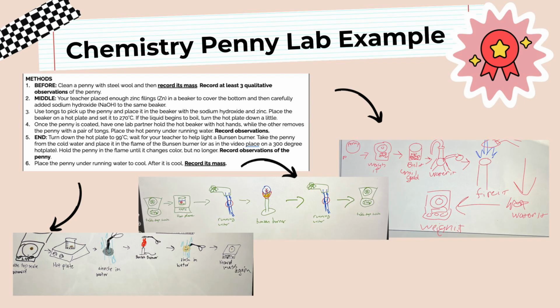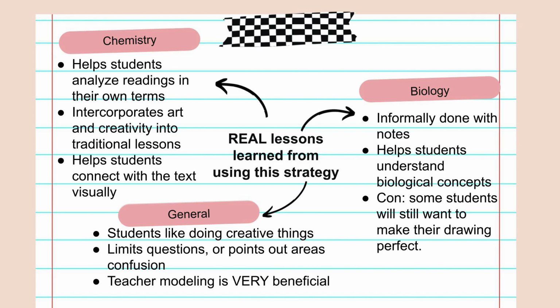Here's an example from a Biochem 1 class where 10th graders were asked to sketch their way through the text from a Penny Lab instructions. Real lessons learned from using the strategy would be that having a student draw their own interpretation really helps them connect with the text visually, and the students love art, so I highly recommend modeling an example before, so that the students know what your expectations are as well.